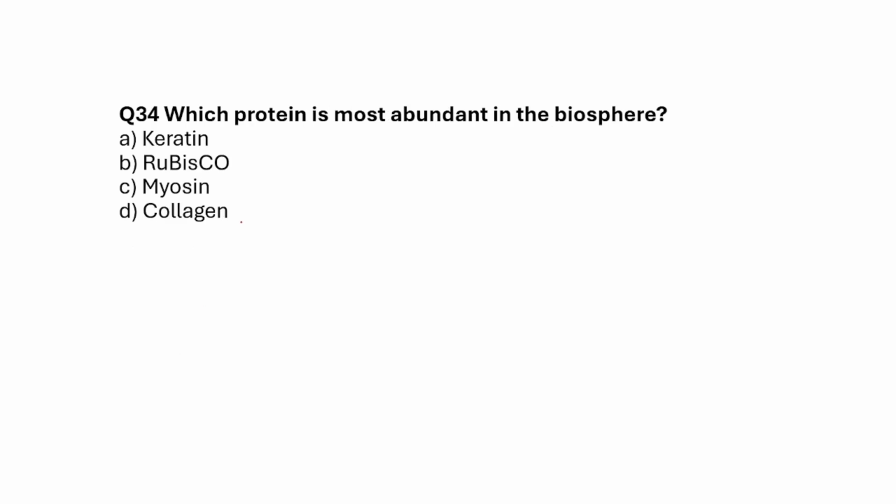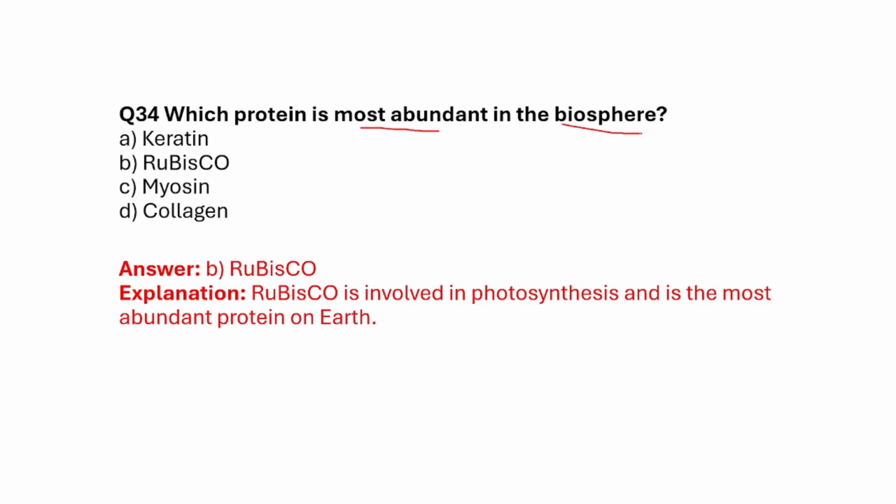Which protein is most abundant in the biosphere? Okay, most abundant protein in the biosphere. Keratin, rubisco, myosin, or collagen? Answer is rubisco. Because it is found in plants, and there are many more plants than animals. So it is the most abundant protein on earth.